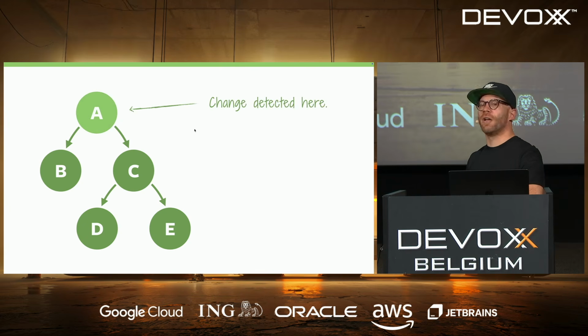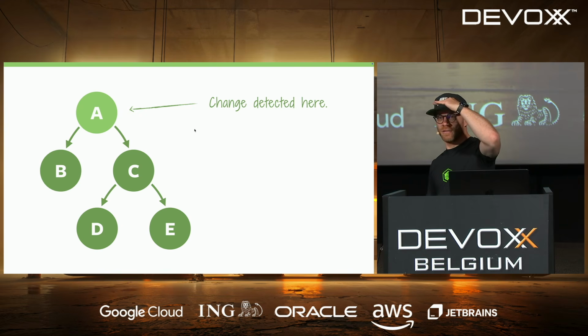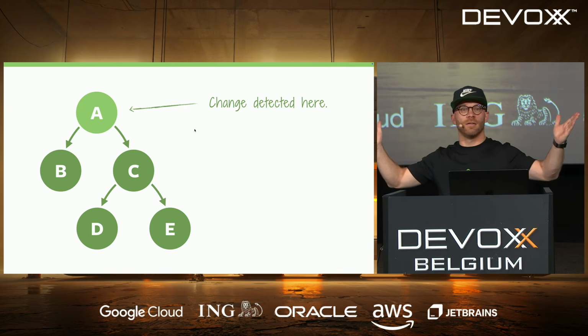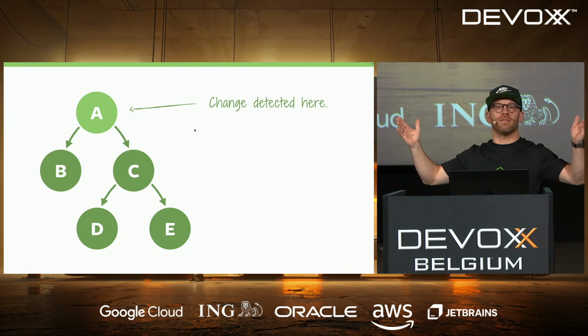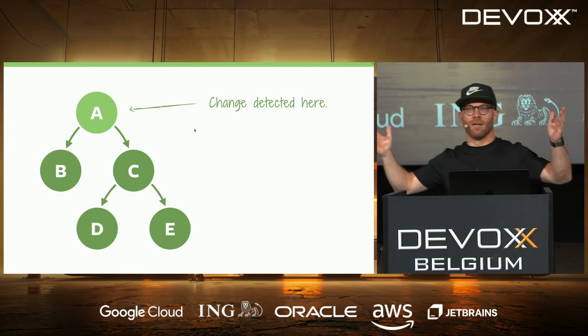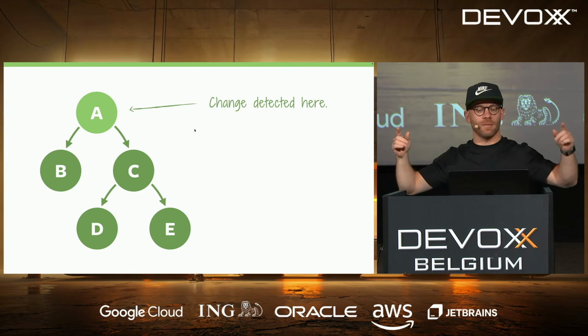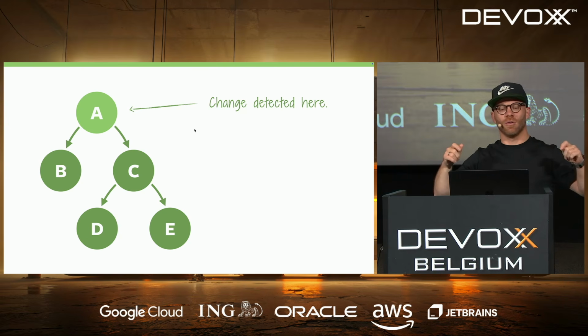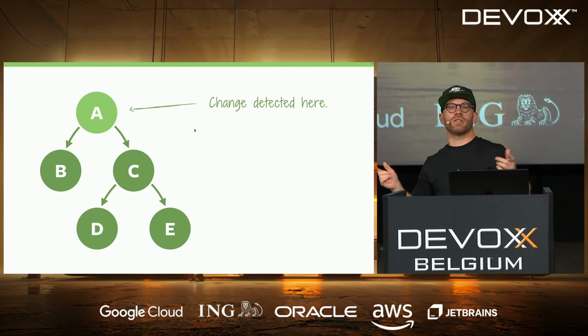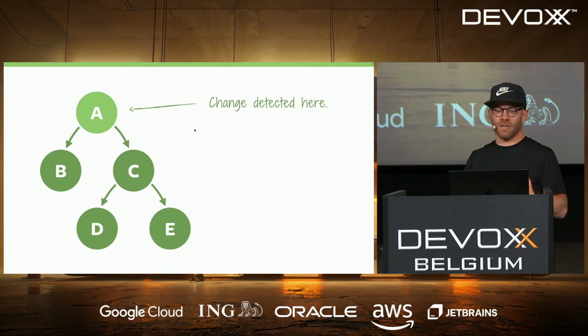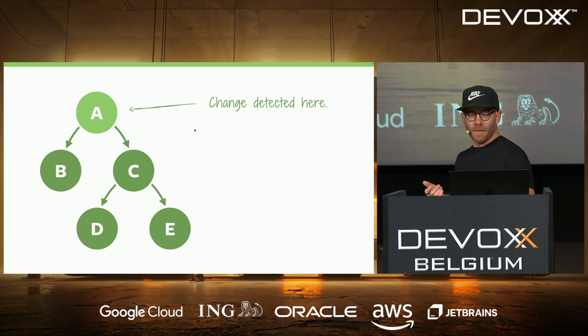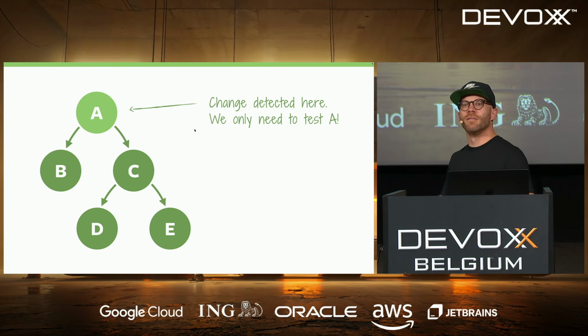what do we need to change? What do we need to test? Everything. Why do we need to test everything? No. A is depending on C and B. So C, by definition, cannot be broken because it's entirely unaffected by the changes, right? So we only need to test A.